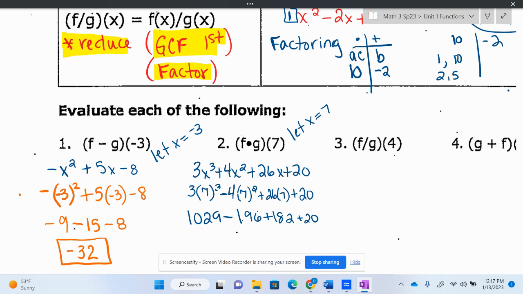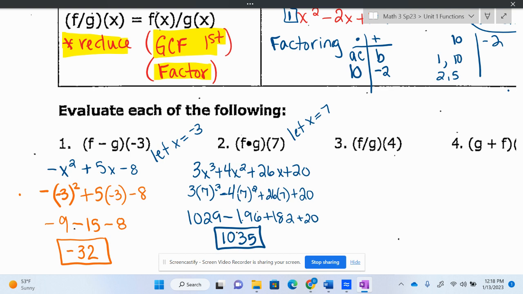So what does that equal? My brain's tired. 1029 minus 196 plus 182 plus 20. I got 1035. Yeah, okay. Okay, you got it? Okay.